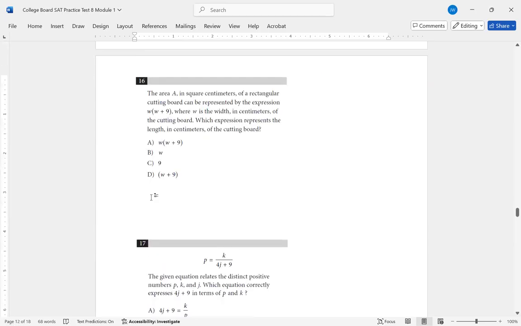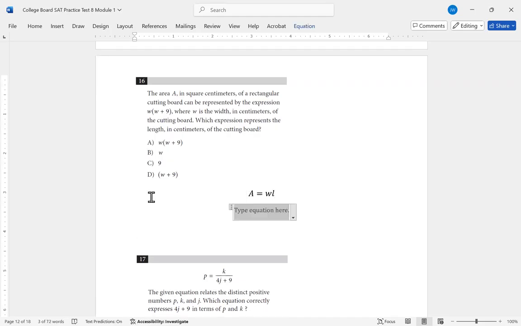Question 16. The area A in square centimeters of a rectangular cutting board can be represented by the expression W times W plus 9, where W is the width, in centimeters, of the cutting board. Which expression represents the length in centimeters of the cutting board? Well, area is equal to length times width or width times length. It doesn't matter the order you put that in. We are told that the area is equal to W times W plus 9.